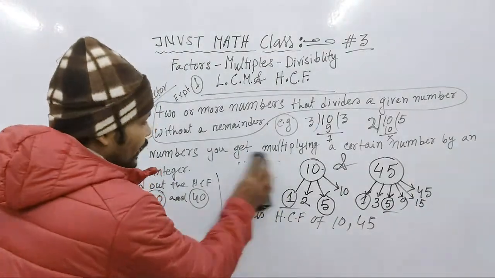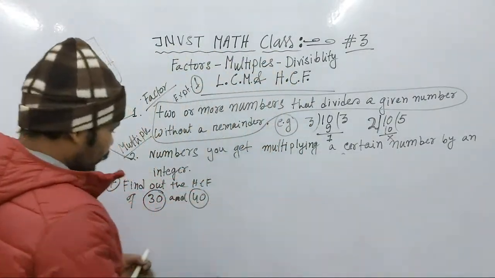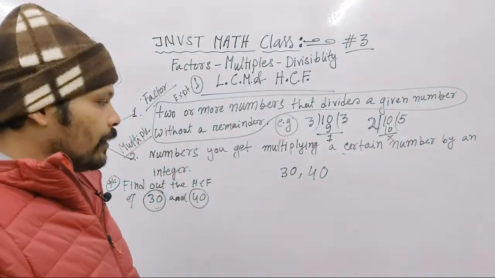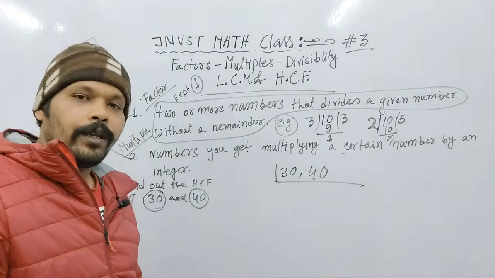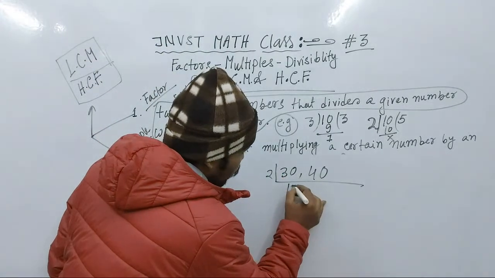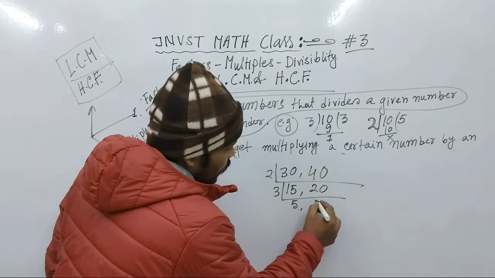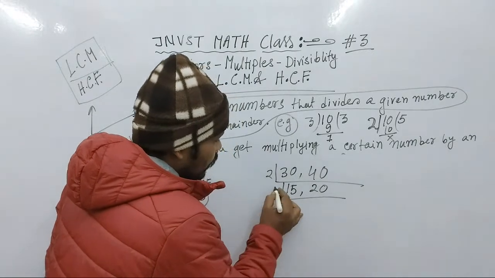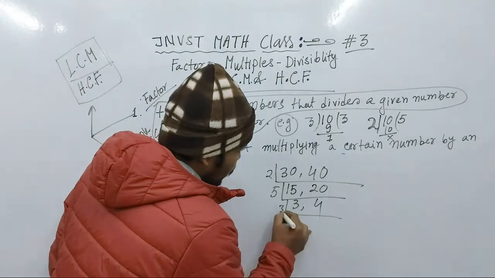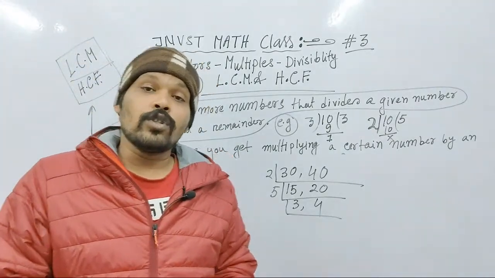So now we have to go by another way. Another way is here, just see. 30 and 40. You have to write like this. Then you have to divide 30 and 40 by a common number, by a common factor, by 2: 15 and 20. By 3, 15, but it is not divisible, then you cannot divide. By 5: 3, 4. Now by 3, 1, but it is not divisible. So you cannot divide it by that number which is not the common factor.